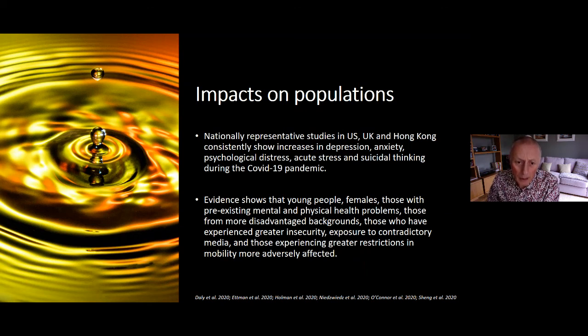The evidence is becoming clear that young people, women, those with pre-existing mental and physical health problems, those from more disadvantaged backgrounds, and those who have experienced greater insecurity, so insecurity of food, insecurity of income, insecurity of occupation. Individuals who are exposed to much more contradictory media around the advice on how to respond to COVID, and those experiencing greater restrictions in their mobility seem to be more adversely affected. Next slide, please.